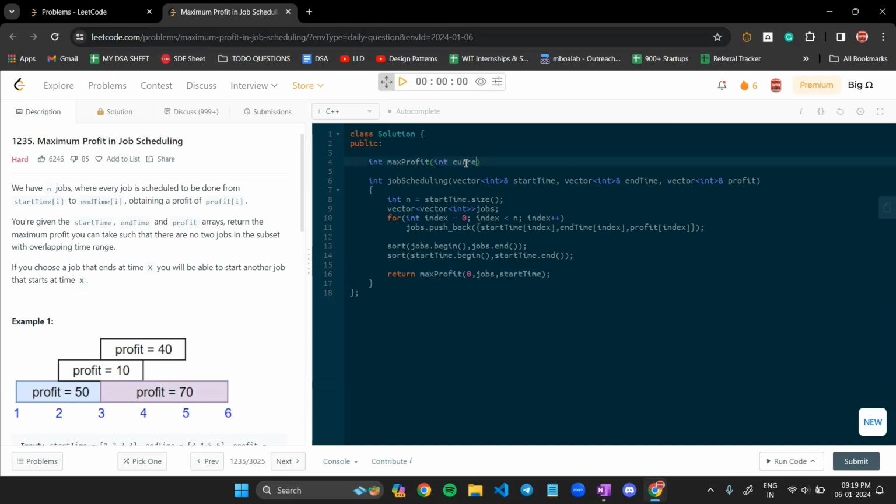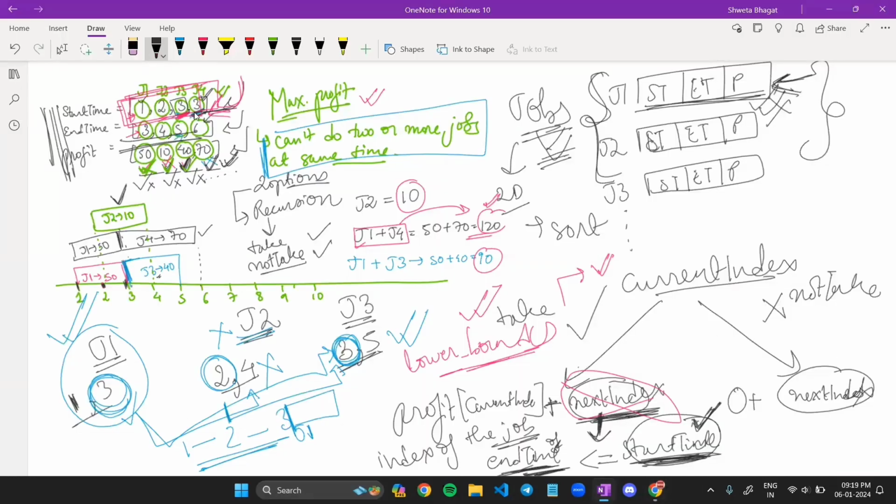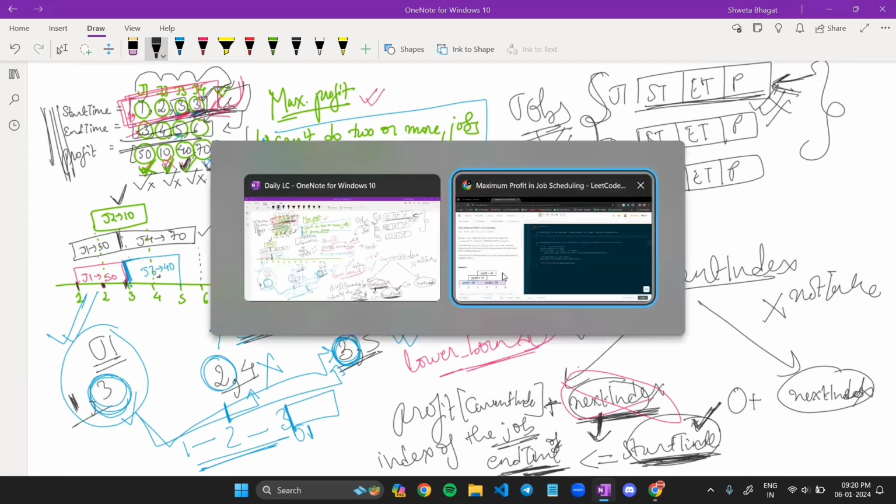So here we are going to write current index, vector of vector int jobs, and start time. Okay. So what will be our base case? Our base case would be that I have completely exhausted my array. Let's say I have taken job 1, job 2, job 3, job 4, and I have reached this endpoint. So that would be our base case.